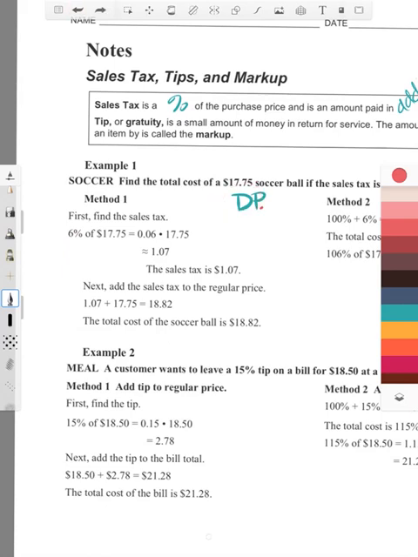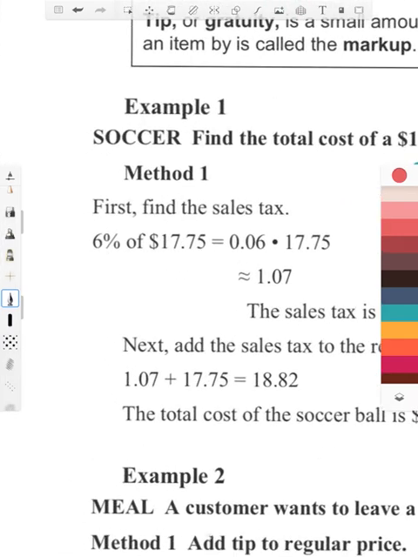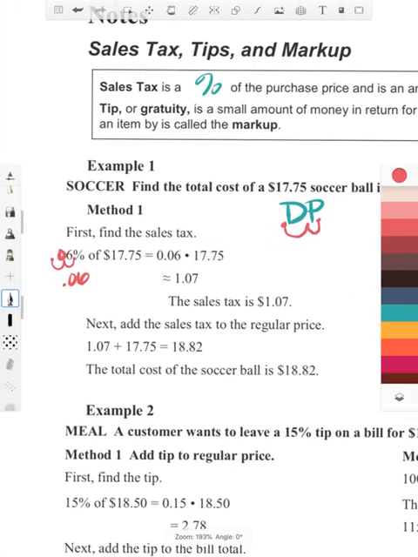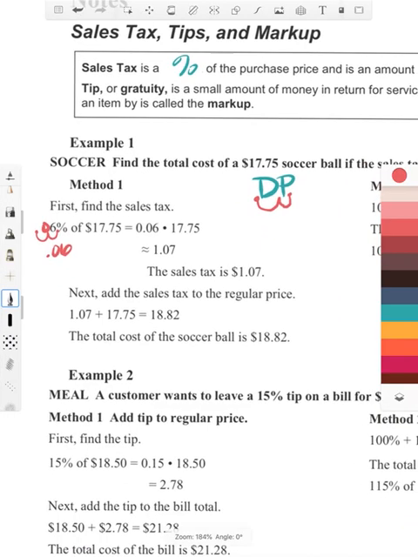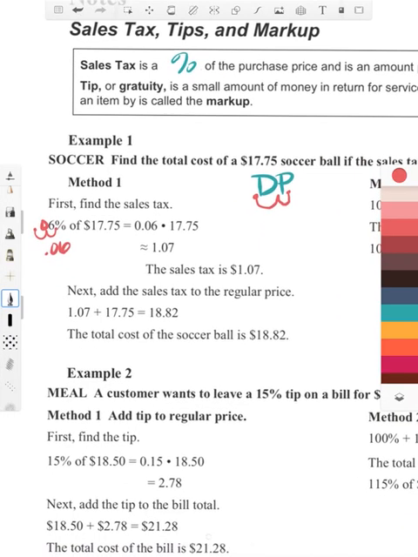All we're going to do is move our decimal 2 places over to the left. So for 6%, I'm just going to go right in front of that 6, and I'm going to move the decimal 2 places over. And notice there's a little hump here, or a little peak here. I have to include a 0. So now I have 0.06. We're going to multiply 0.06 times 17.75, which gets us a sales tax of $1.07.